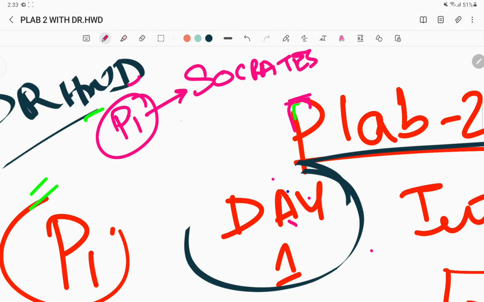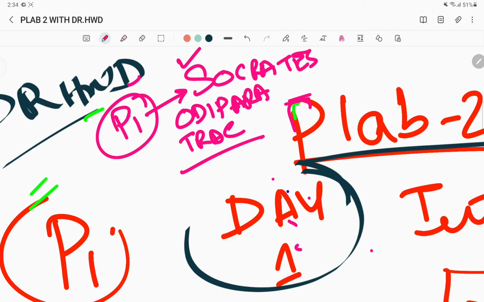And if the person's coming with anything else other than the pain, that is Odipara, or Odipera, whatever you want to call it. And then if a person's coming with discharge, then it's Trach. So let's talk about pain, and let's talk about Socrates.